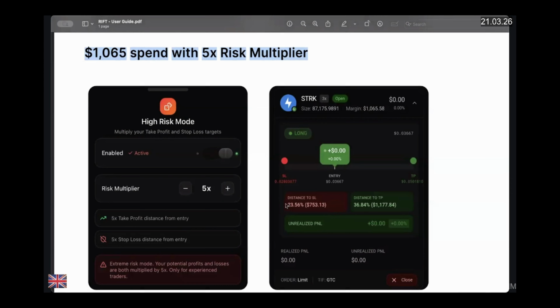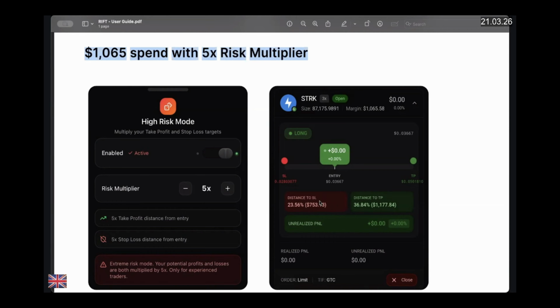This increases your distance to stop loss with 23% and distance to take profit at 36%. That makes you almost the same kind of money which you have already, which you are spending on this trade with three times leverage. That's a very good position that can be purchased at this point.